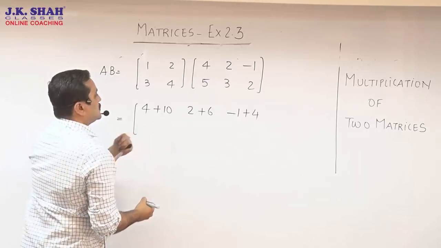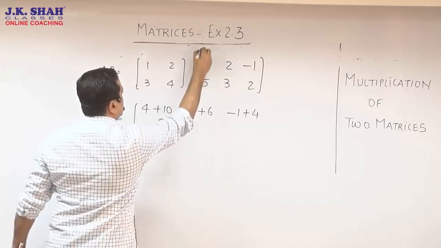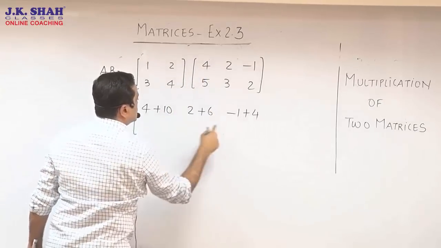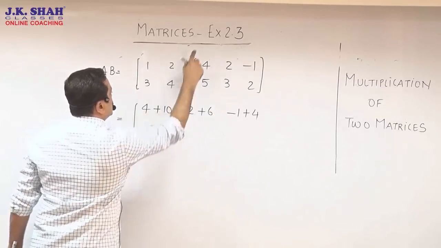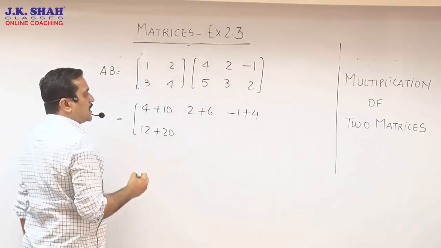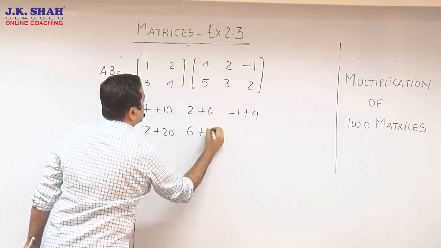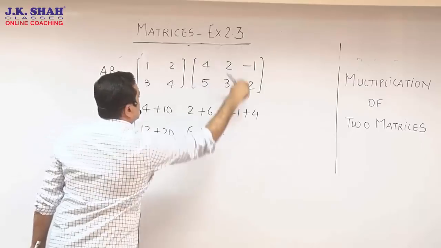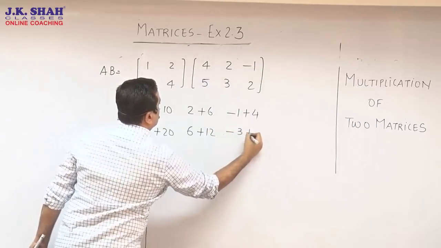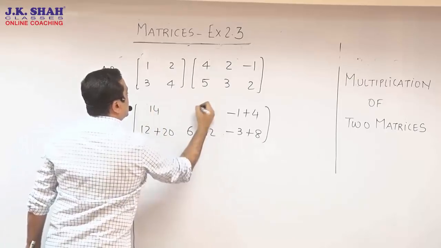Now coming to second row. सबका नजर second row पे होना चाहिए. Second row will now gel with C1, C2, C3 to give you these 3 elements. R2, C1, 12 plus 20. I hope you all are getting it. R2, C2, 6 plus 12. R2, C3, -3 plus 8. And then finish off the calculation 14, 8 and so on.